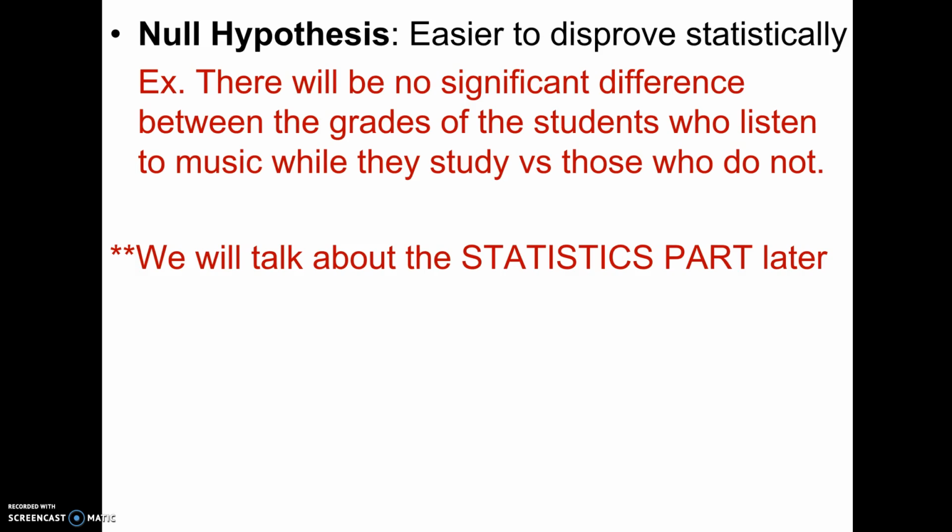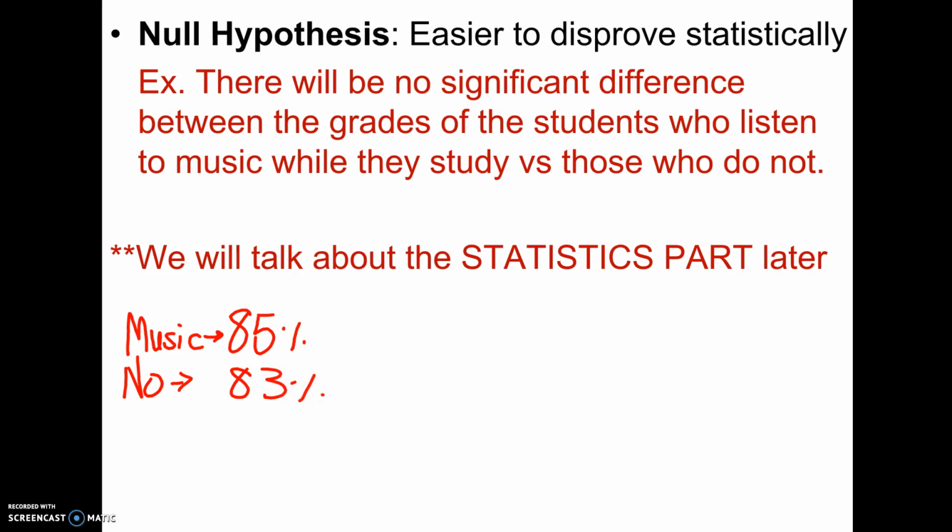So think of it this way. We split the class in half. One group listens to music, one group doesn't listen to music. The group that listens to music, at the end of the week, they take a test, and the average score on the test for the group with music is 85%. And the group that does not listen to music, their average score is 83%.